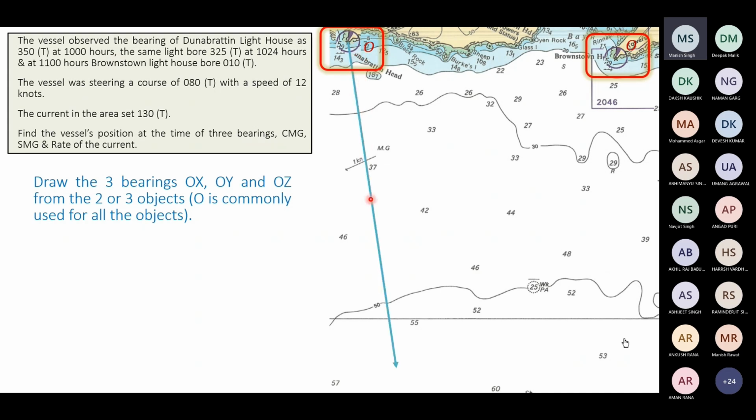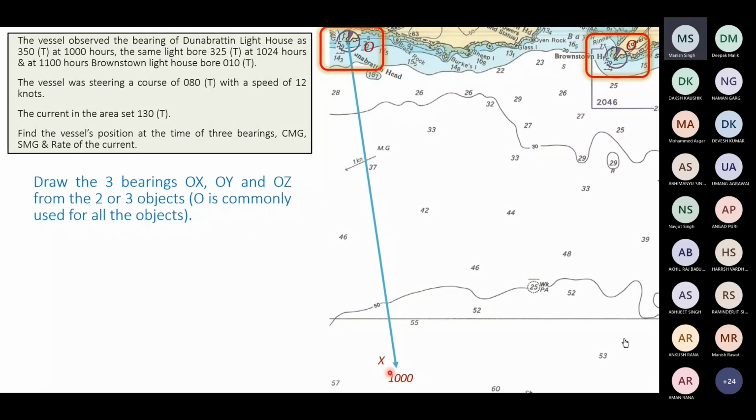I plot my first bearing line on the chart. The bearing is 350 and it was taken at 1000 hours. So I mark it with the time. And let's name this bearing line as OX. You can see X is marked here. The first bearing line we have plotted on the chart as OX.